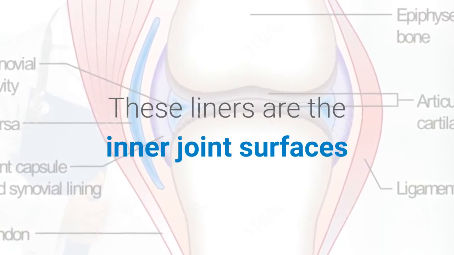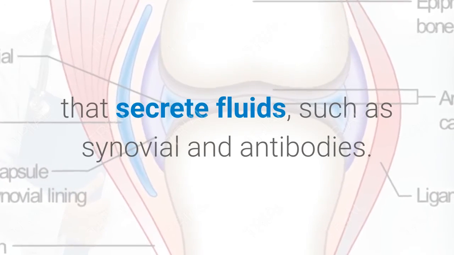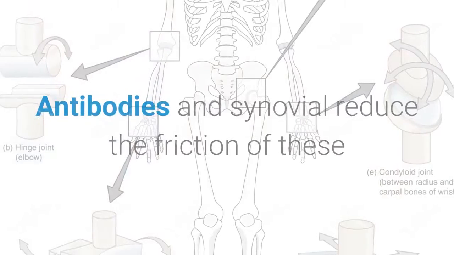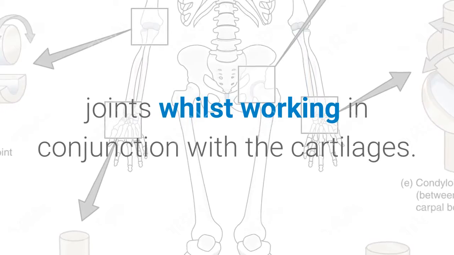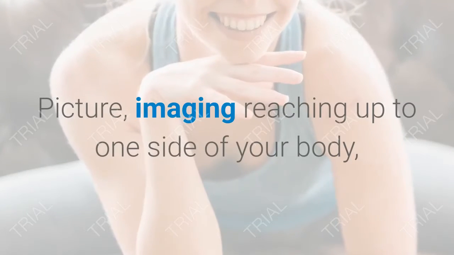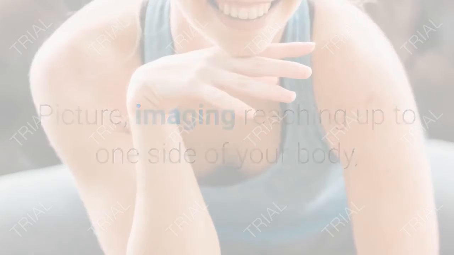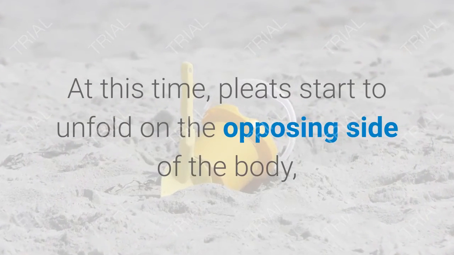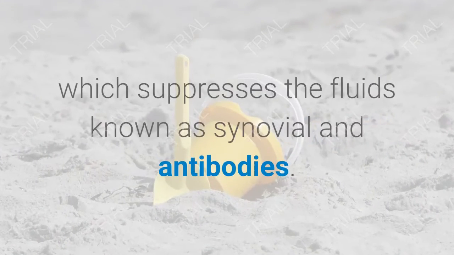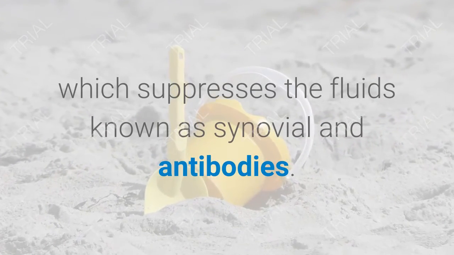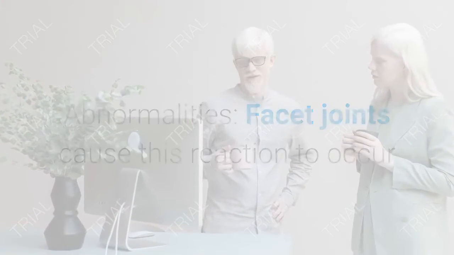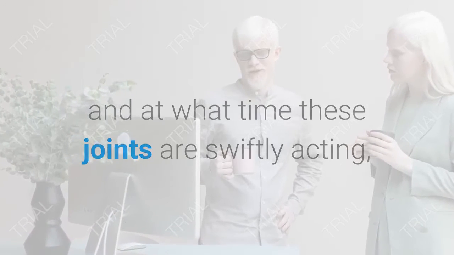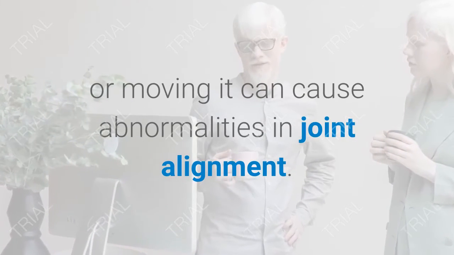These liners are the inner joint surfaces that secrete fluids, such as synovial fluid and antibodies. Antibodies and synovial fluid reduce the friction of these joints whilst working in conjunction with the cartilages. Picture reaching up with one side of your body, while the other side of your body bends. At this time, pleats start to unfold on the opposing side of the body, which suppresses the fluids known as synovial fluid and antibodies. Abnormalities in facet joints cause this reaction to occur, and when these joints are swiftly acting, or moving, it can cause abnormalities in joint alignment.